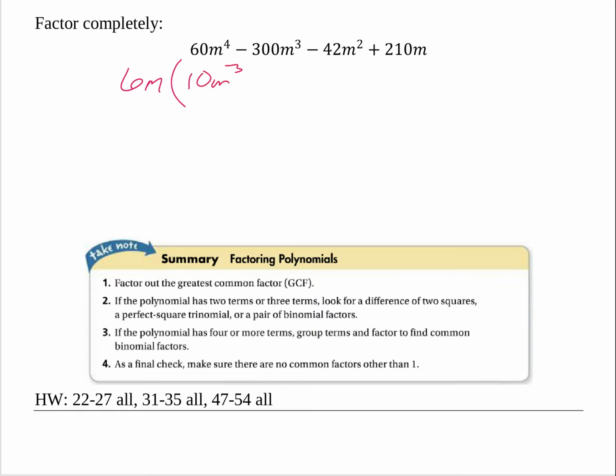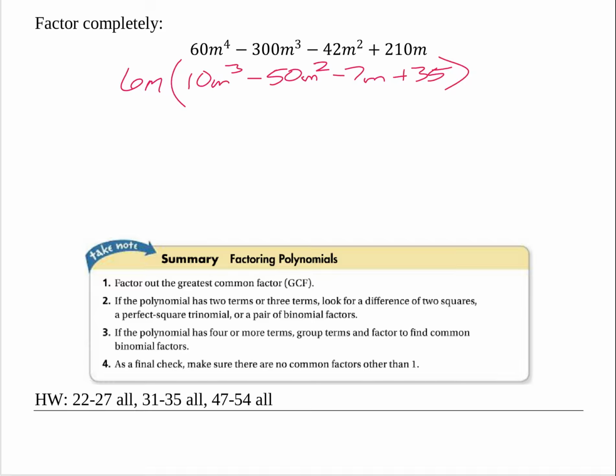10m to the third, okay? 50, and so minus or plus? Minus 50m squared, okay? Minus 7m, okay, minus 7m, and then plus 35. Yeah, 35. That's a tough one. If you needed your calculator, then fine. All right, we have 4 terms.